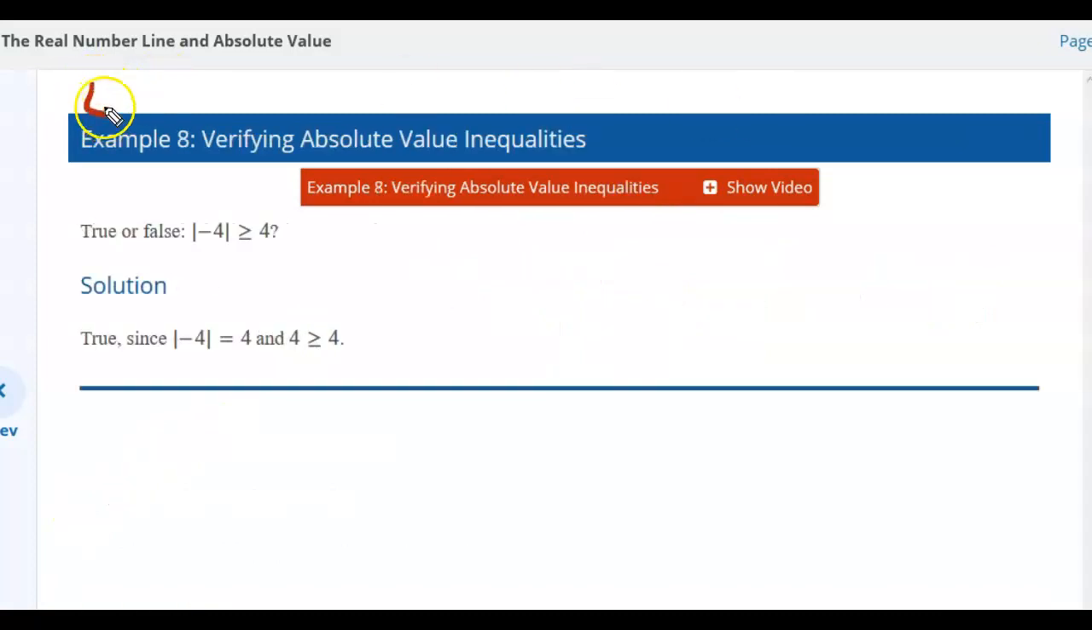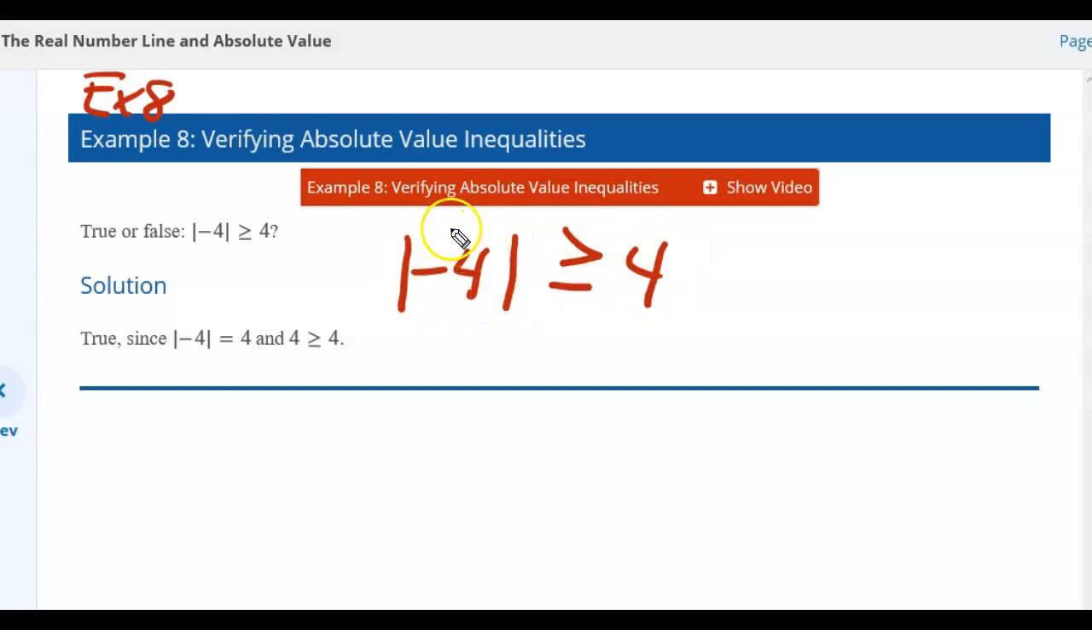Now for example 8, write this down. True or false? The absolute value of negative 4 is greater than or equal to 4. Well, you take it out of the absolute value sign and it becomes a positive 4. 4 is greater than 4? No. But is 4 equal to 4? Yes. So then this is true.